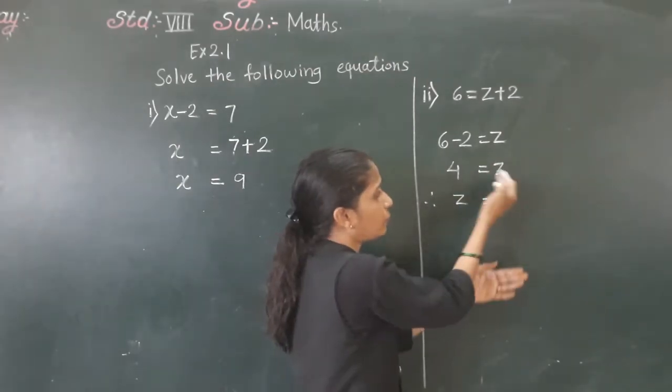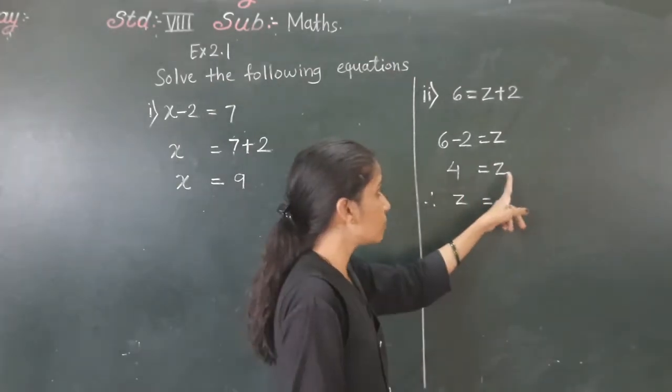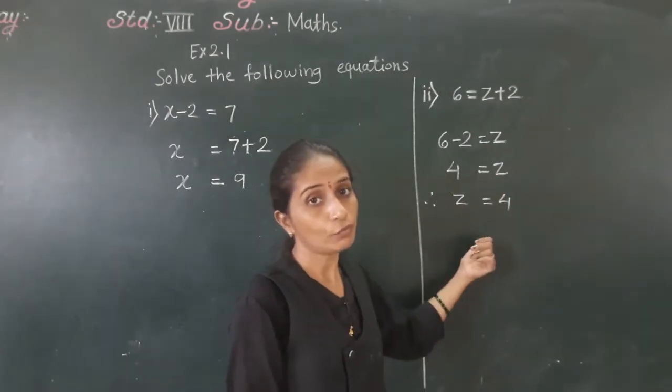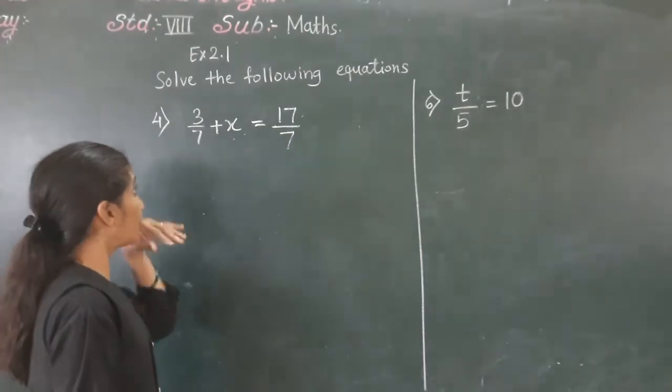Just we should say here 4. That's it. We have to find the value of z. Z is equal to 4. So at last write down z is equal to 4. Okay. So question number 4.